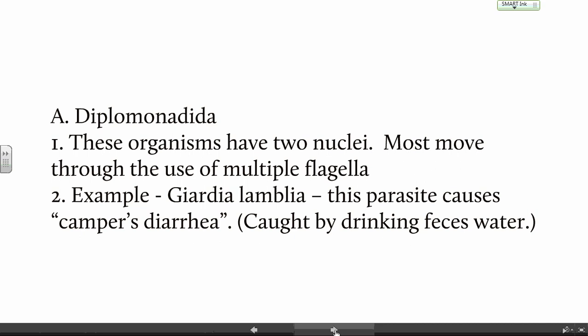Kind of a famous protist is this thing called Giardia lamblia. This is a protist that causes what's called camper's diarrhea. I think it's the same thing that causes what's called Montezuma's revenge. You go to Mexico, you drink the water, Montezuma's revenge, right? You ever heard of Montezuma's revenge? You know who Montezuma was, right? Aztec, yeah. Anyway, I'll let you figure that out.